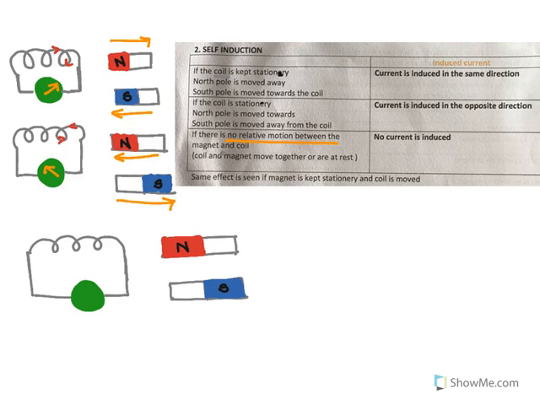However, if there is no relative motion between the magnet and coil, which means if the magnet and coil are moved together, or if the magnet and coil both are stationary, you'll find there is no deflection in the galvanometer and current is not produced. The reason for this is the coil is in a constant magnetic field. A constant magnetic field does not produce current. So if the coil and the magnet are stationary, or moving together, no current is produced. The same effect is seen if the magnet is kept stationary and the coil is moved.